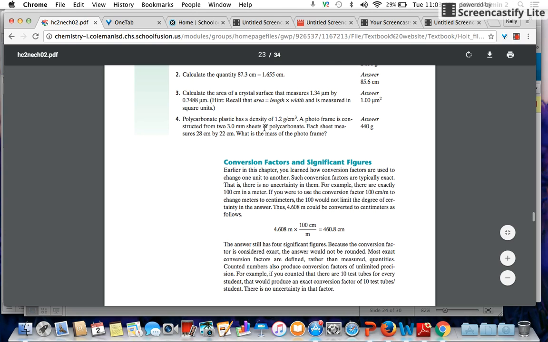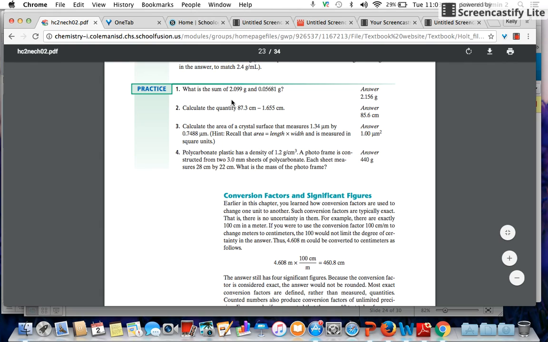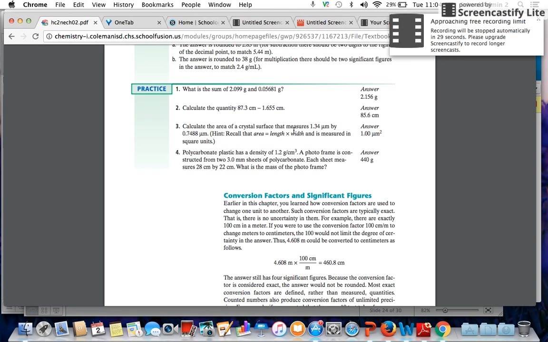All right, and you can practice this. 2.099 grams and the sum, so you're adding. So you only want to have 3 numbers after the decimal point. So that's your answer. Go through that and make sure that you understand multiplying, dividing, adding, and subtracting for sig figs.